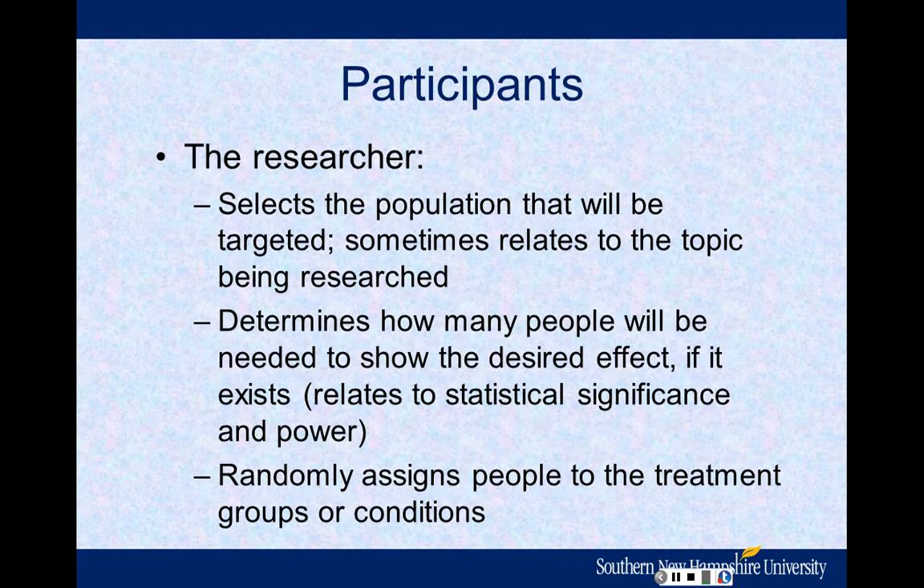A strong research design usually uses random assignment. If people are allowed to choose their own groups, there might be some bias there, and so typically that's not done.